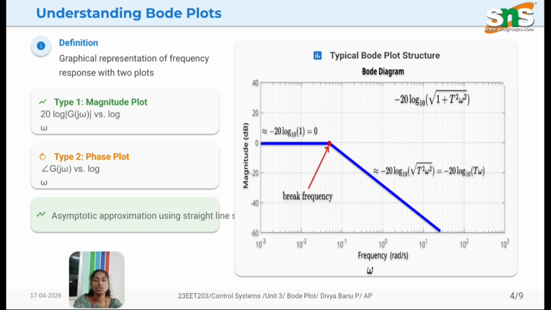Coming to the understanding of Bode plot, it is the graphical representation of frequency response with two plots: the magnitude plot and the phase plot. The magnitude plot formula is 20 log of |G(j omega)|, whereas the phase plot is determined by the angle of G(j omega). This is an asymptotic approximation using straight lines.